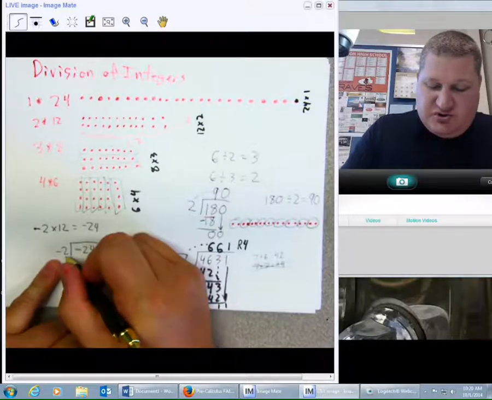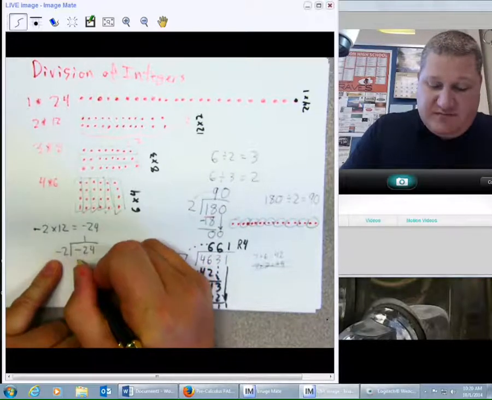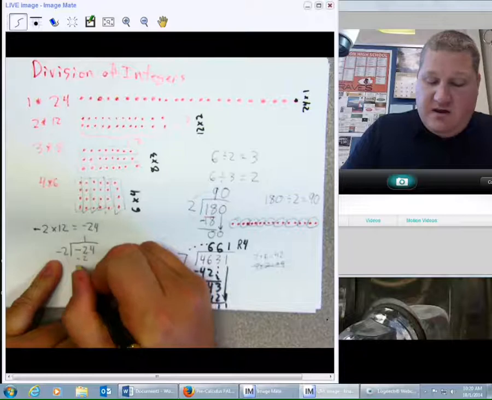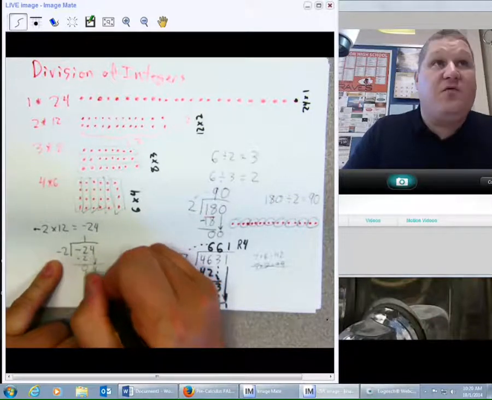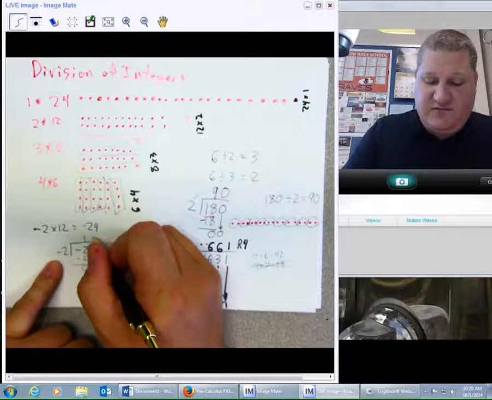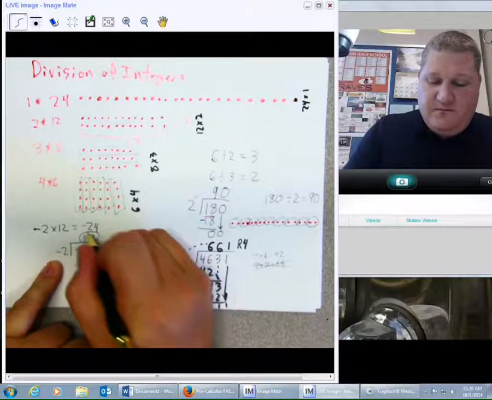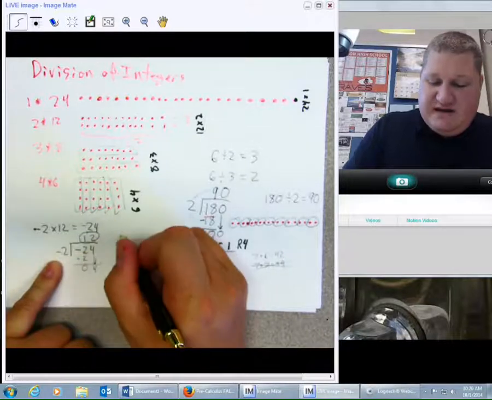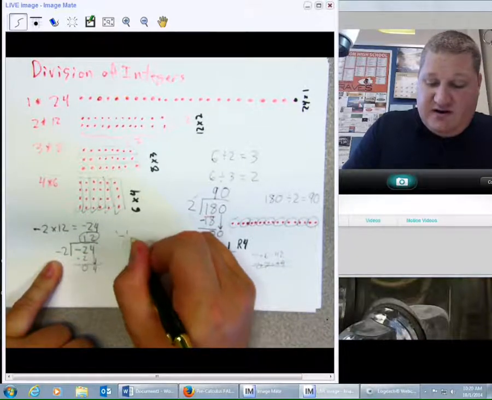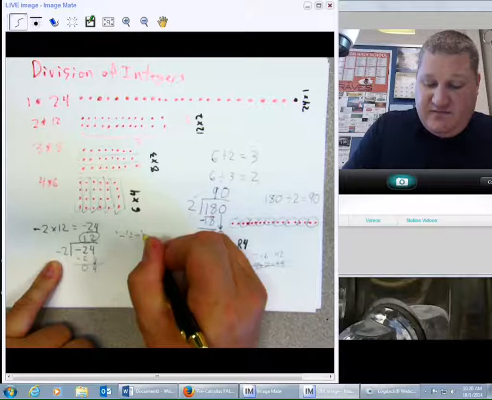Well, negative 2 goes into negative 2 once, get negative 2. That makes 0 because I switch the sign, it turns into 0. Bring down a 4. How many times does negative 2 go into 4? That's going to be 2. So I have a negative divided by a negative is a positive. So again, if I have a negative divided by a negative, that's a positive.